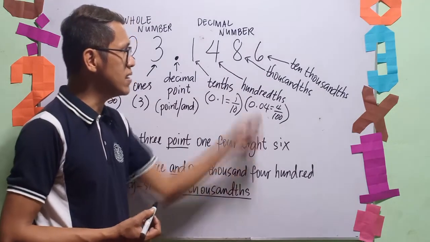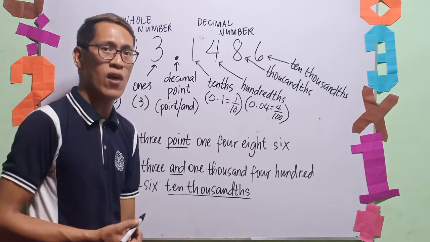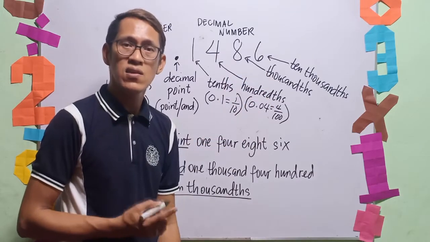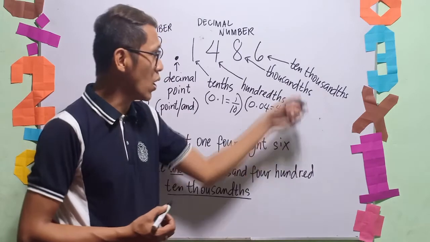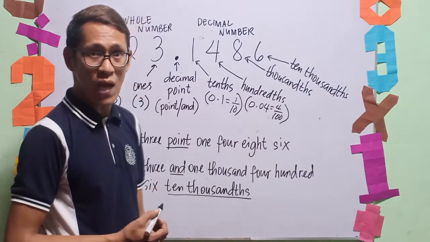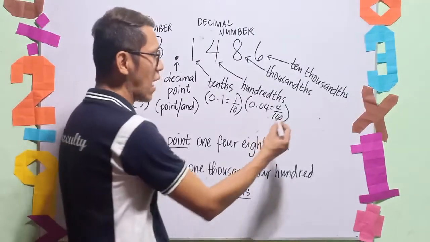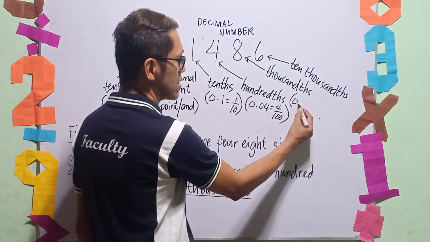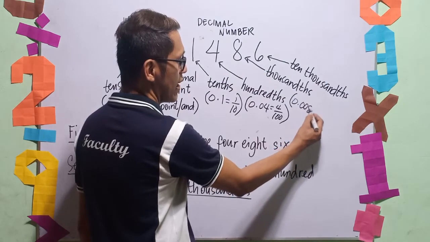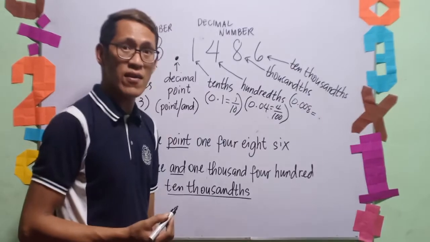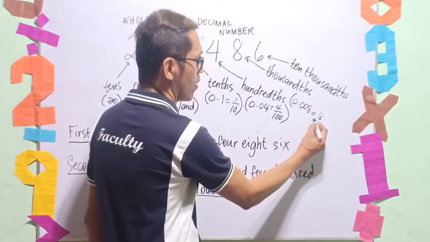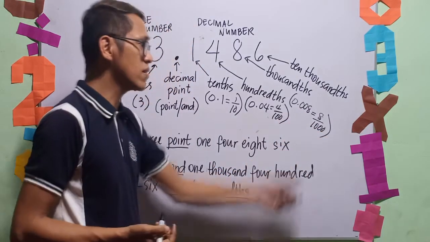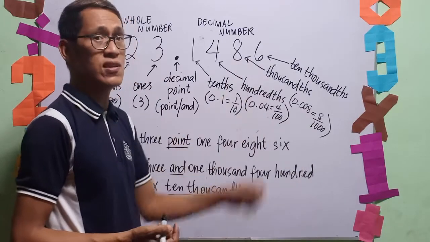What about the digit 8? What's the value of the digit 8? 8 is in the thousandths place, meaning you have 8 of thousandths. So 8 times thousandths, that's 8 thousandths. So how do you write 8 thousandths? 8 thousandths in decimal is written as 0.008. Or in fraction, that simply means 8 over 1,000. So these two are just the same. So this is the value of the digit 8.